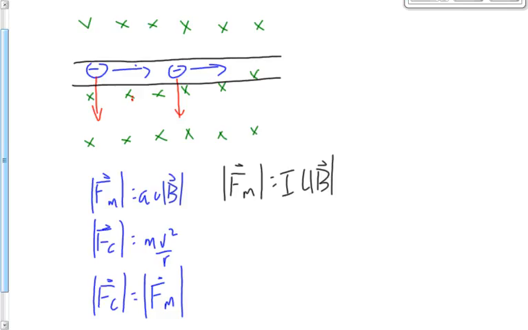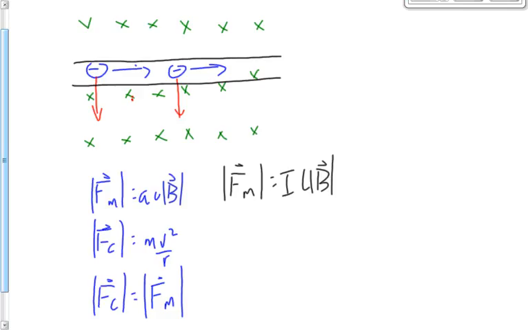Good. The length of the wire that is exposed to the magnetic field. Let's be a little bit more specific. The length of the wire that is exposed to the magnetic field and is perpendicular to the magnetic field, okay? Good. So the magnetic force is equal to I times L times B.